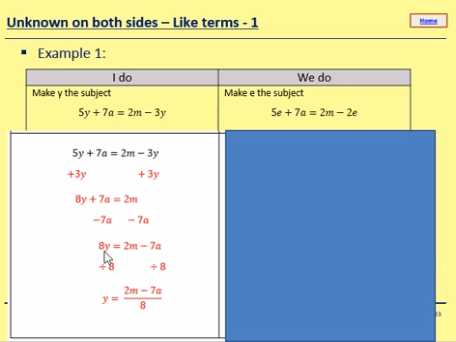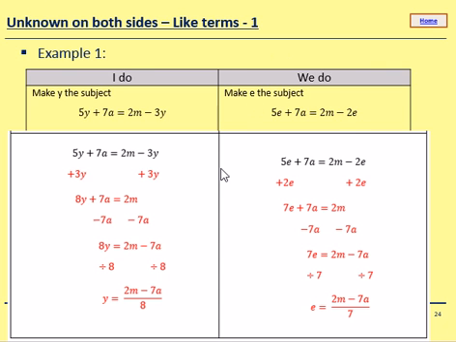And of course we've got 8y, we want to make y the subject, so we want just one y. So let's divide by the 8. This will give me y equals 2m, take away 7a, divided by 8. Please pause the video here and copy down the I do, and then attempt the we do yourselves.